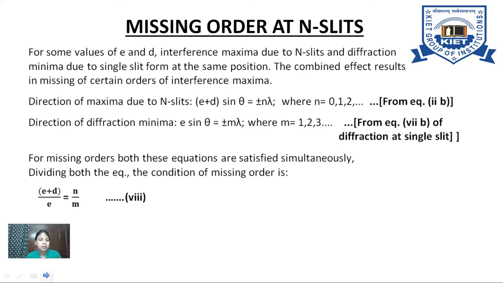Similarly, the direction of diffraction minima is given by e sin theta equals plus or minus m lambda, where m takes values 1, 2, 3, and so on. And this equation we saw when we studied diffraction at a single slit. For missing orders, both these equations are satisfied simultaneously. So we divide them and we get (e plus d) upon e equals n upon m.